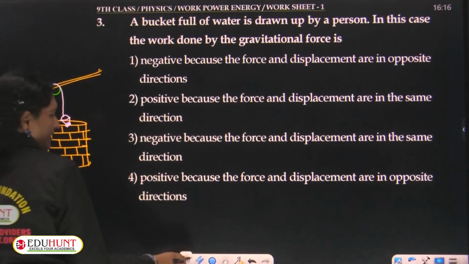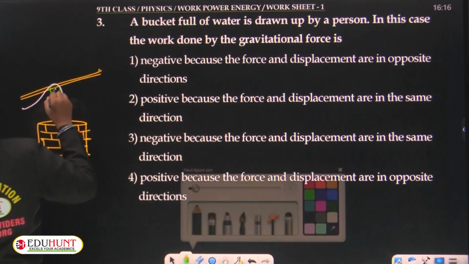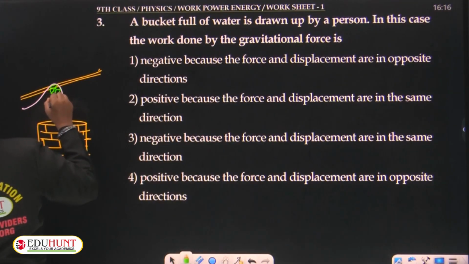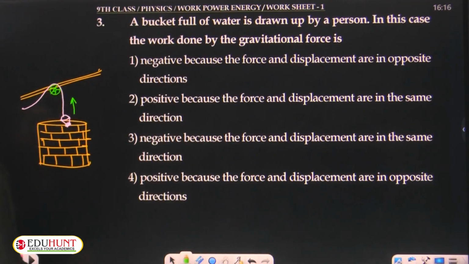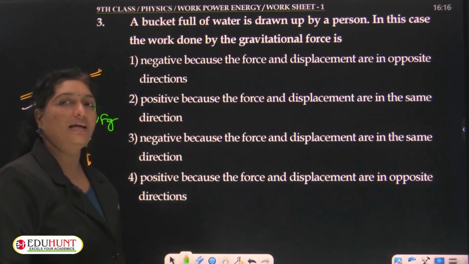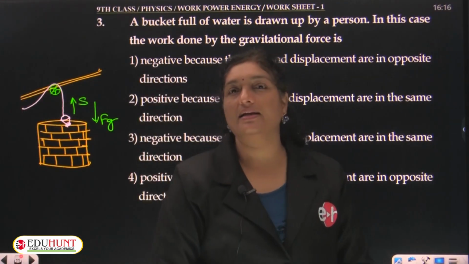So, clearly we can see that the bucket is pulled upwards. The direction of the bucket is pulled upwards. Okay. So, displacement of the bucket is upwards, whereas the gravitational force always acts downwards. Whenever the string is cut, no doubt the bucket falls downward. That indicates that the gravitational force is pulling it downwards.